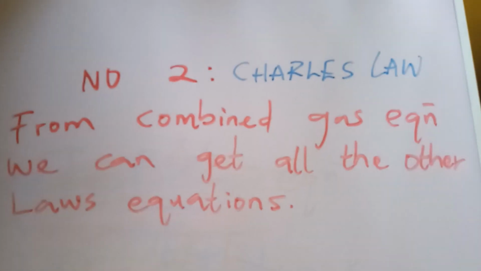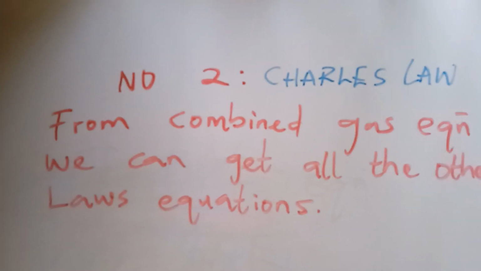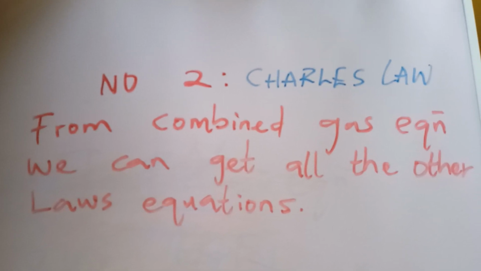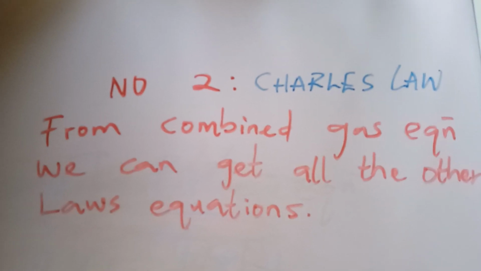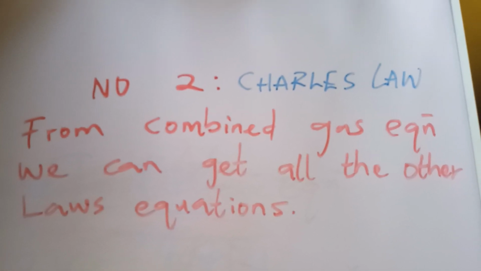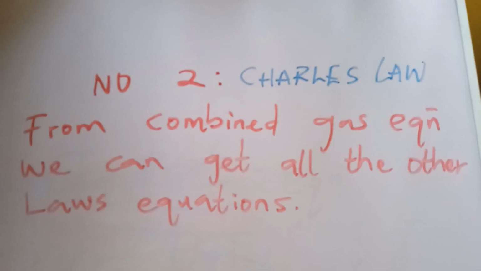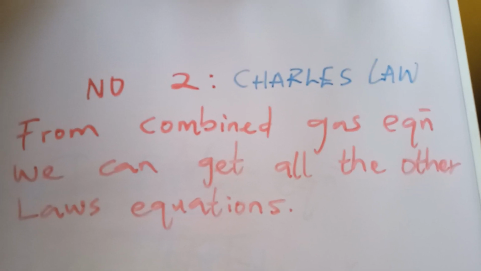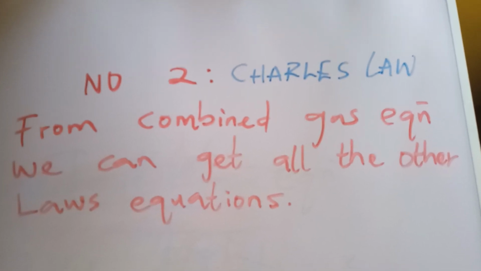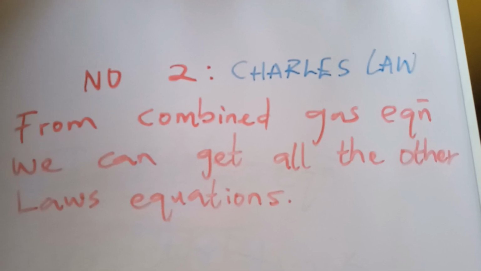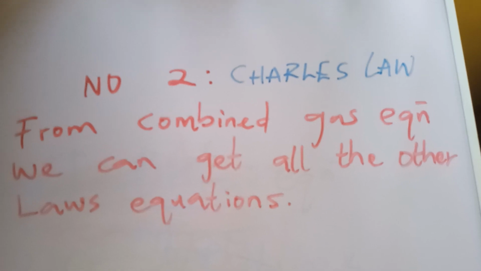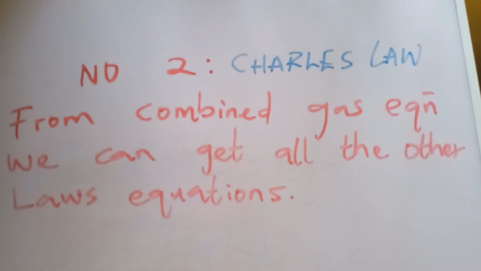Now, Charles' law. From the combined gas equation, which we've gotten using the ideal gas equation, we can get Charles' law by knowing what Charles' law states. Charles' law states that at constant pressure, that is ignoring pressure, volume and temperature are directly proportional.